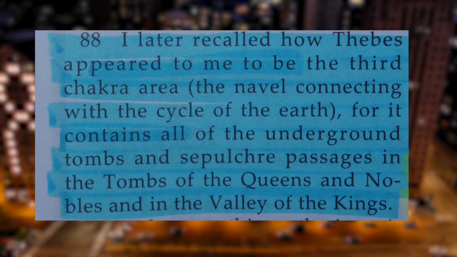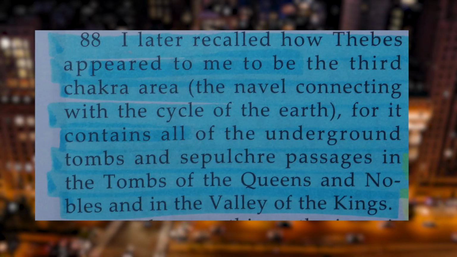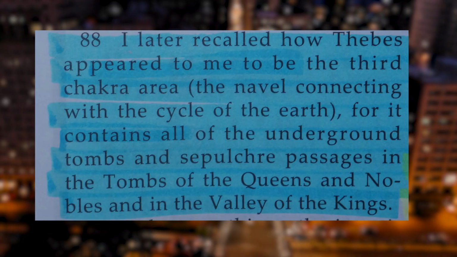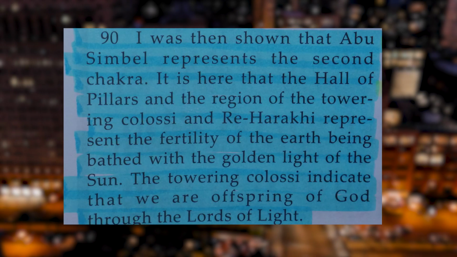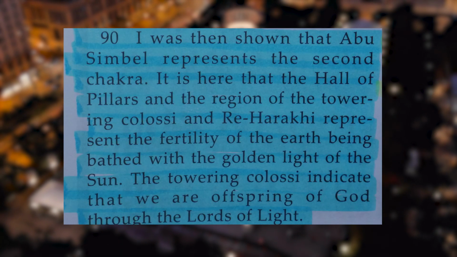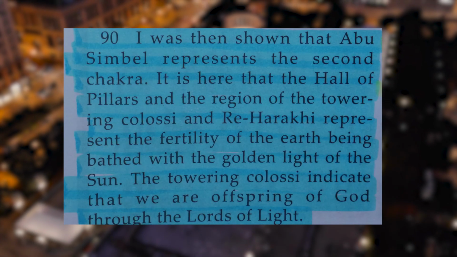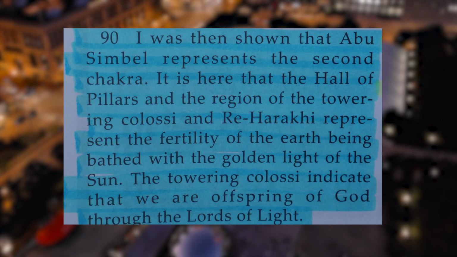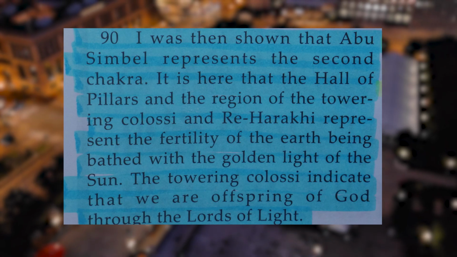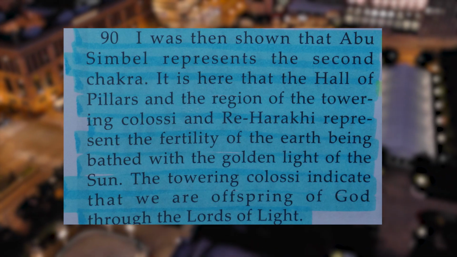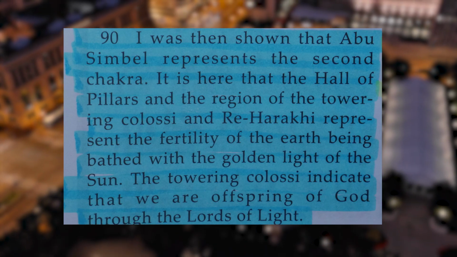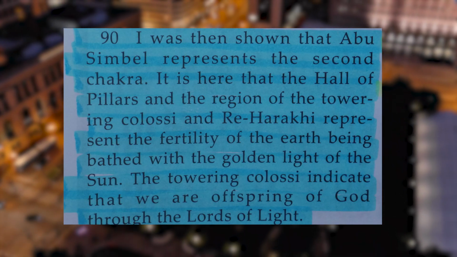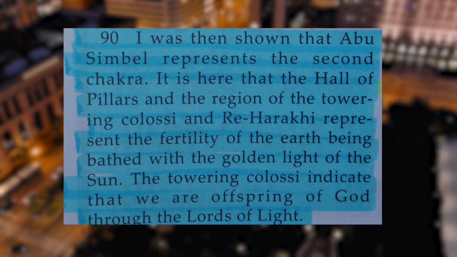88. I later recalled how Thebes appeared to be the 3rd chakra area, for it contains all of the underground tombs and sepulchre passages in the tombs of the queens and nobles and in the valley of the kings. 90. I was then shown that Abu Simbel represents the 2nd chakra. It is here that the Hall of Pillars and the region of the towering colossi and Re-Haraki represent the fertility of the earth being bathed with the golden light of the sun. The towering colossi indicate that we are offspring of God through the lords of light.